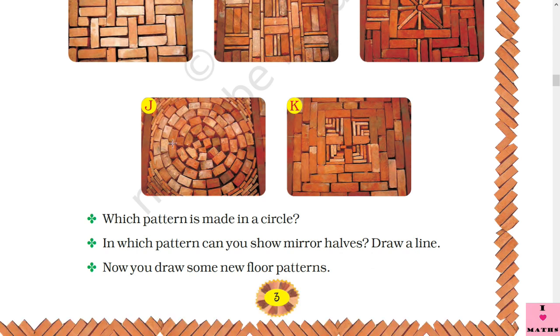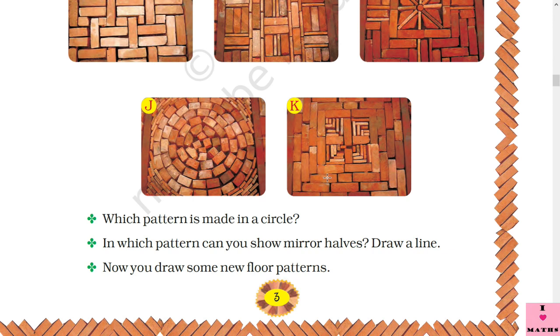Now, you have to decide which pattern is made in a circle. We have studied about circles in class 3. And circle is a closed curve. It has no corners, and this is a circular pattern. It has got many circles. This is the smallest circle, and this one is the bigger circle.